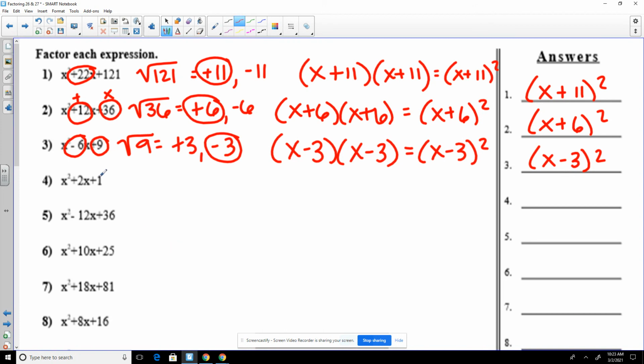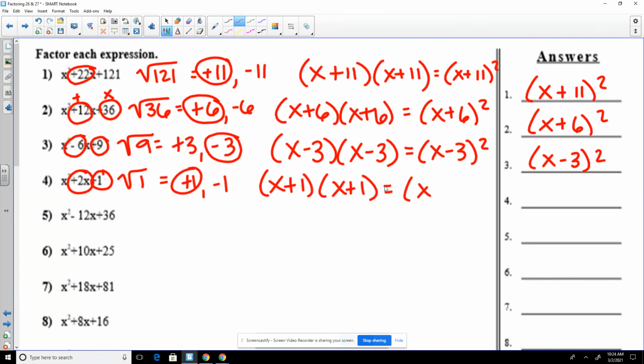Okay, I'm going to do a couple more. Square root of 1. I know the square root of 1 is positive 1, negative 1. I need to add to positive 2. Positive 1 plus 1 is positive 2. So x plus 1 times x plus 1 is x plus 1 squared.